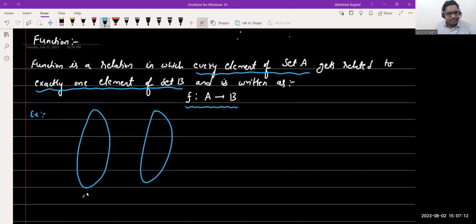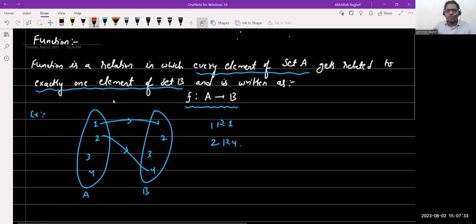So we have a relation defining from set A to set B. The elements of set A are 1, 2, 3, 4, and the elements of set B are 1, 2, 3, 4. 1 is related with 1 and 2 is related with 4. This is how we write it: 1 related with 1, 2 related with 4. Now this is a relation, no doubt, but whether it is a function or not, we need to check two conditions. Every element of set A gets related, and related to exactly one element of set B.